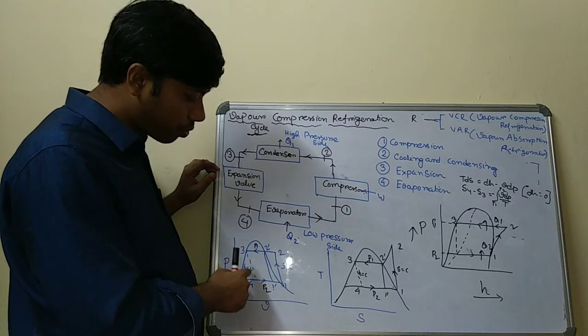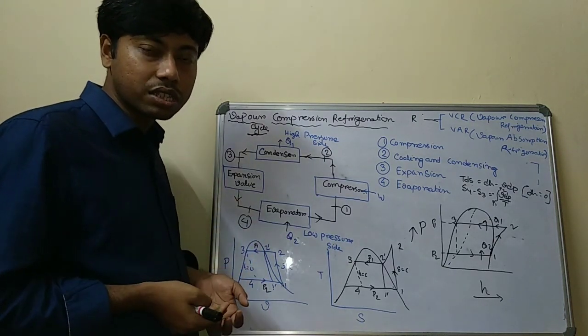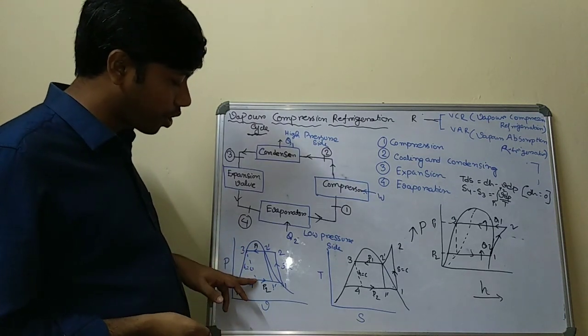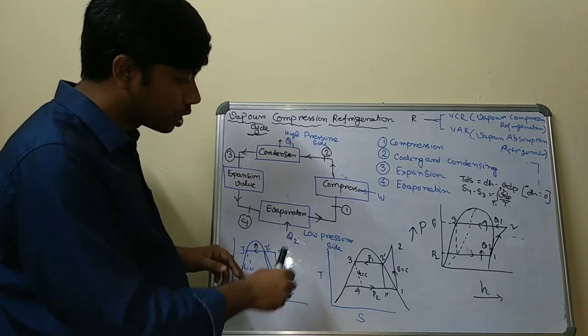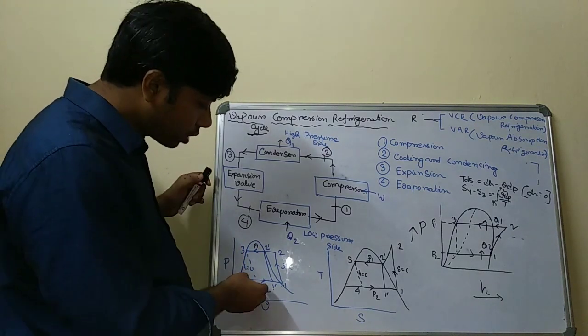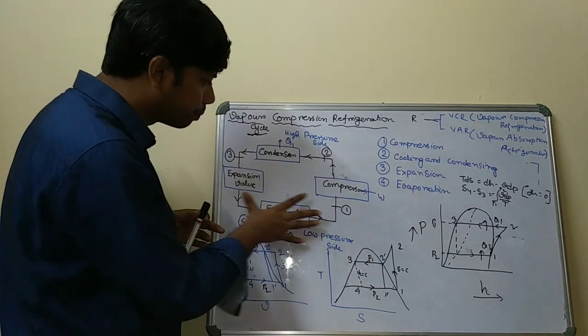Okay, so 3 to 4 is basically a throttling process, and in this process the enthalpy is constant, so it is called an isenthalpic process. So that's why 3 to 4 is pointed here. Now 4 to 1 is the process in which the heat is absorbed from the system. So it is absorbed from this section. So this is the PH diagram of the VCR cycle.